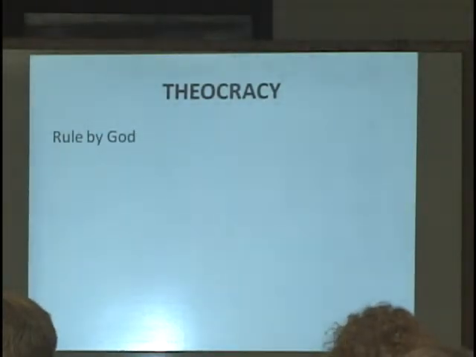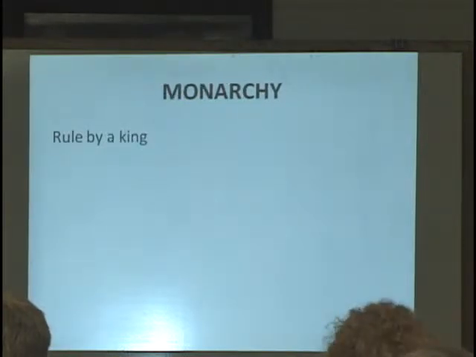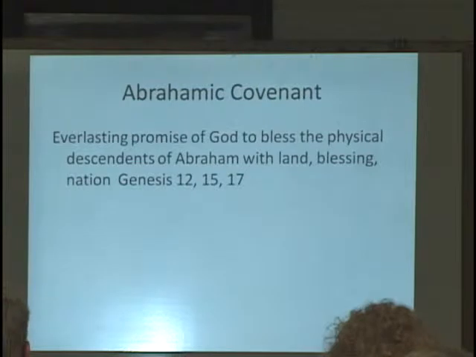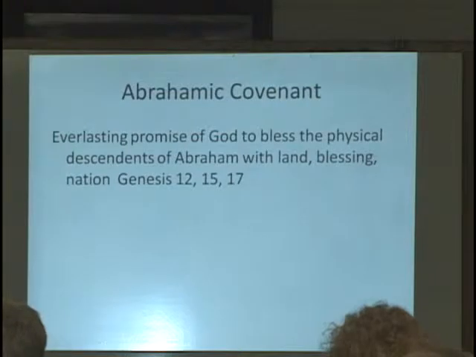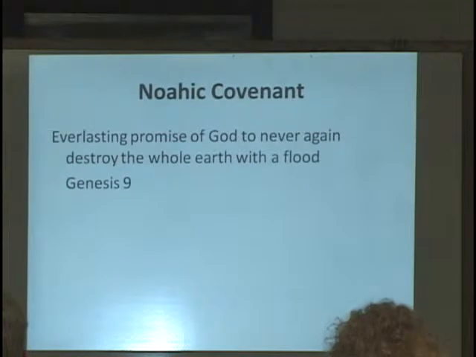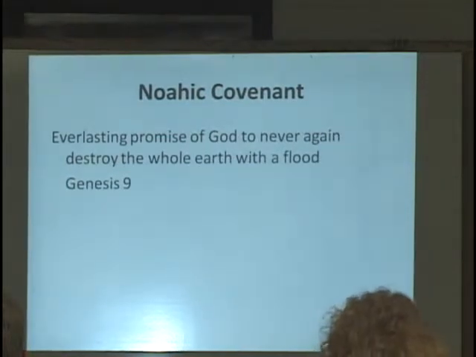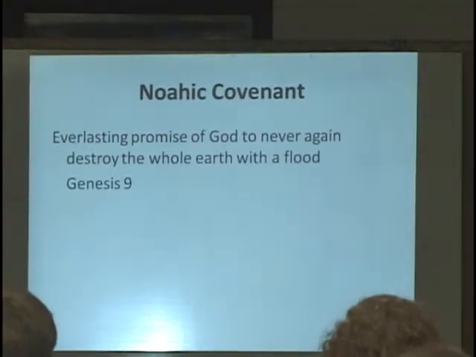A theocracy is a rule by God. I'm going to learn that. Monarchy is a rule by a king. The Abrahamic covenant. We need to know about the covenants of the Bible. It's a major theme that runs through. The Abrahamic covenant was an everlasting promise of God to bless the physical descendants of Abraham with the land, blessing, and the nation. And the major chapters are going to be Genesis 12 and 15 and 17. The Noahic covenant was the everlasting promise of God to never again destroy the whole earth with a flood. That was in Genesis 9.